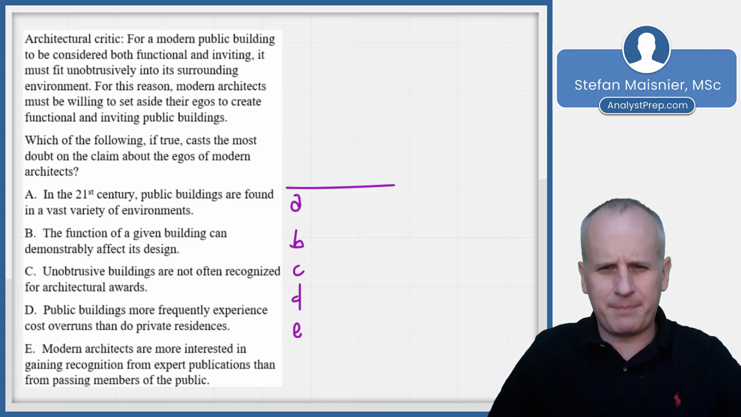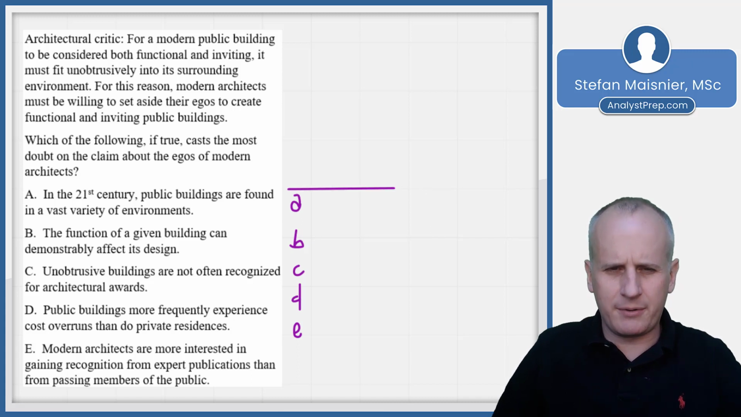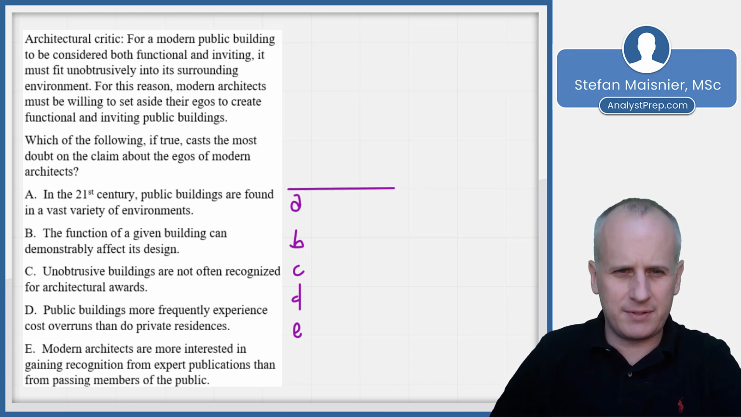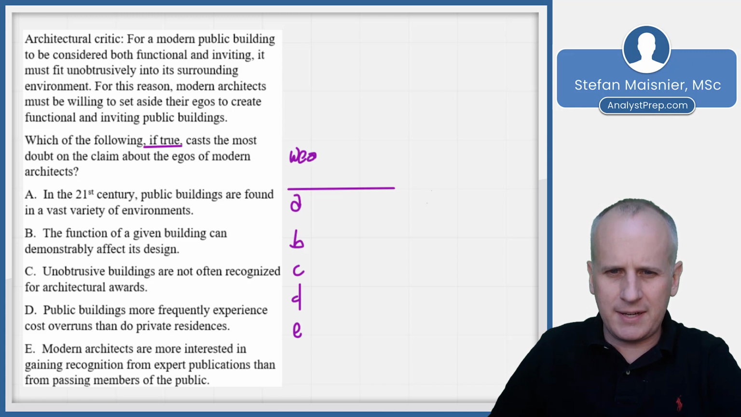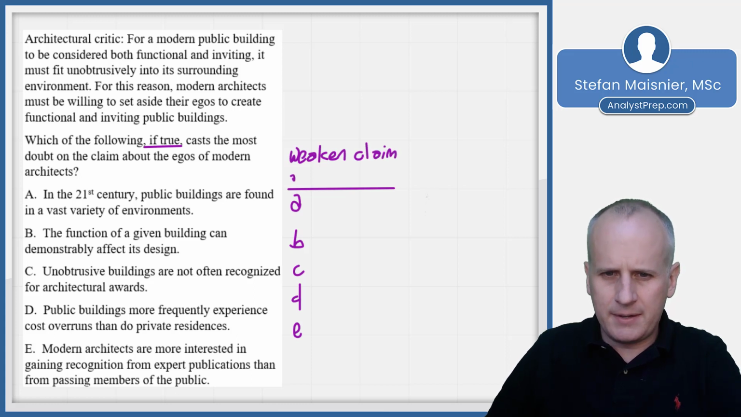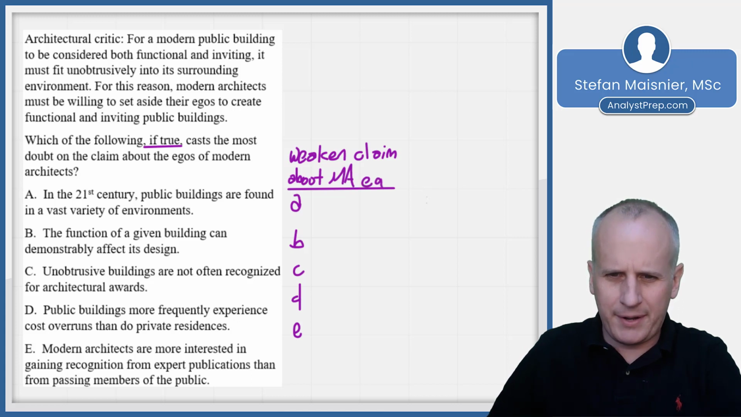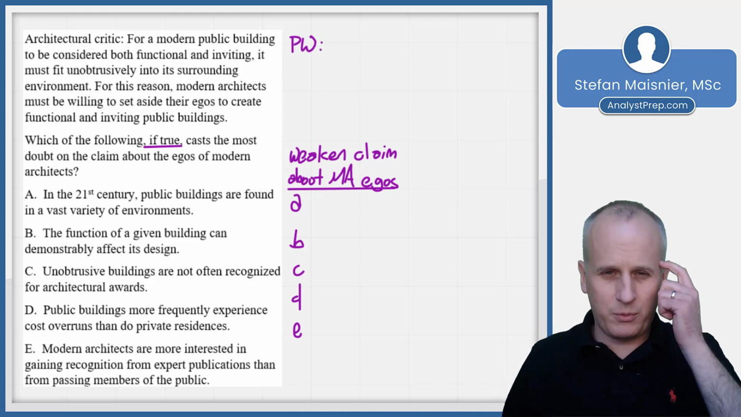We put a little line over top, and we always want to start by identifying what the task is. So we skip to the end here and we find which of the following, if true, so again, there's that if true phrase, cast the most doubt on the claim about the egos of modern architects. So this actually tells me my conclusion before I even get to the paragraph. We know we have to weaken the claim about the egos for modern architects. So I'm going to just put a little PW up here for predicted way to weaken.